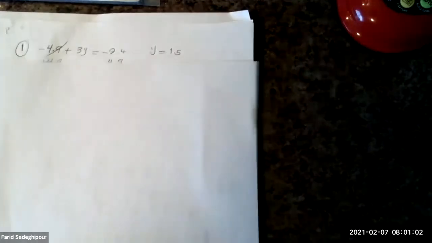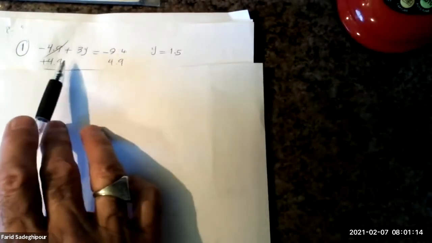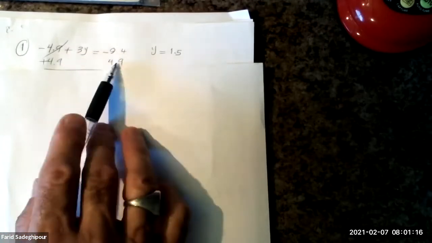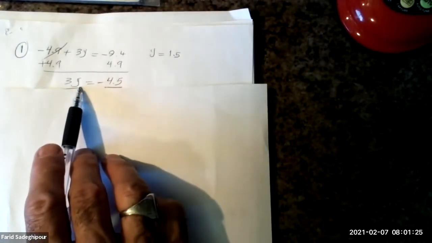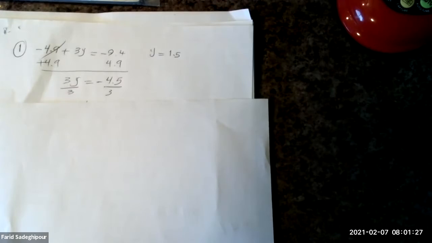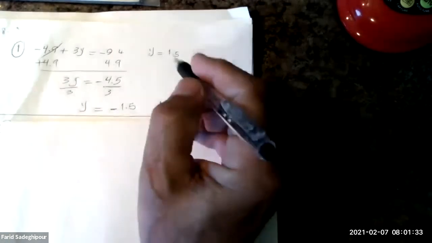in question number 1, you could do the checking, or they ask you to solve the equation. To solve the equation, you could go ahead and add 4.9 to both sides. So that gives you 3y equal to 4.5. If you want to find y, you divide both sides by 3. Okay, that's one way to do it, to find y. Or you could just take this 1.5 and substitute for the y in the beginning.